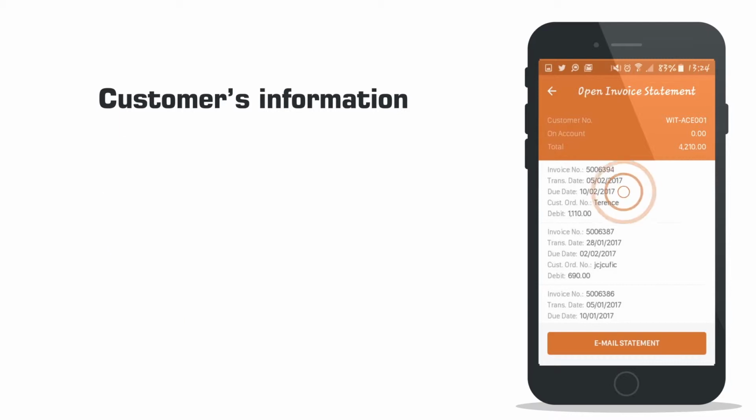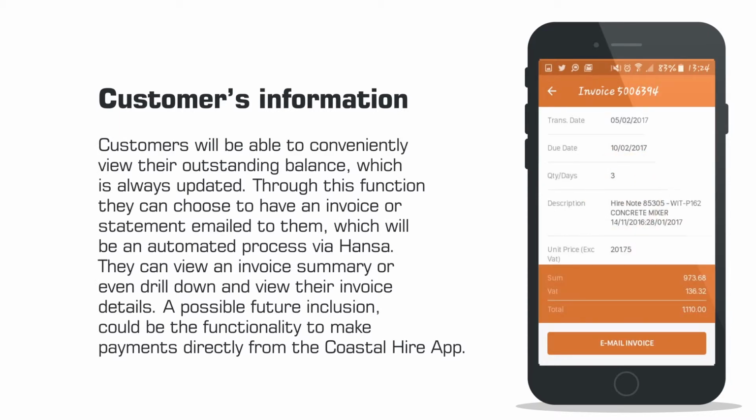Customers will be able to conveniently view their outstanding balance, which is always updated. Through this function, they can choose to have an invoice or statement emailed to them, which will be an automated process via Hansa. They can view an invoice summary or even drill down and view their invoice details. A possible future inclusion could be the functionality to make payments directly from the Coastal Hire app.